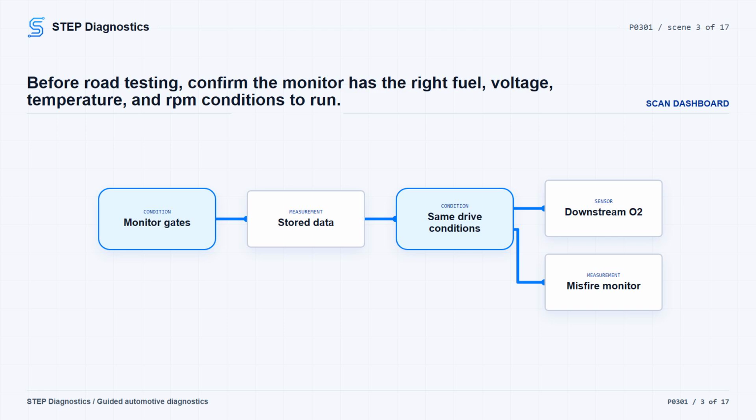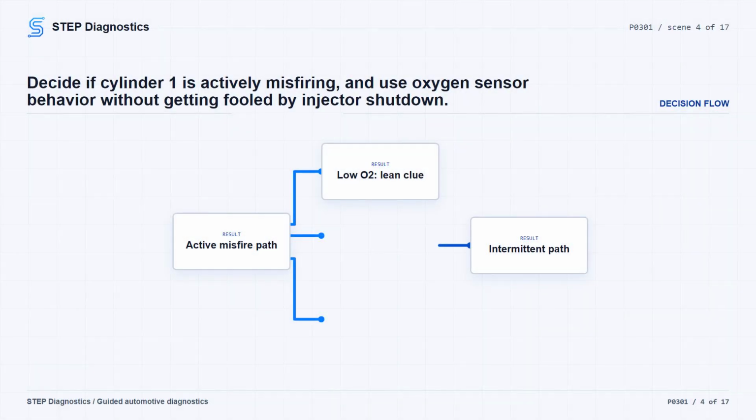Then turn the ignition on, record the stored and captured data, and reproduce the captured operating conditions. During the road test, pay attention to when the misfire actually shows up, and watch the downstream oxygen sensor behavior while it is happening. Low-side readings point you toward a lean condition, like a lack of fuel from a restricted injector or fuel system issue. High-side readings point toward too much fuel reaching the catalyst, which can happen with loss of spark or a leaking injector. Then use the misfire monitor to confirm whether cylinder 1 is showing excessive misfires right now.